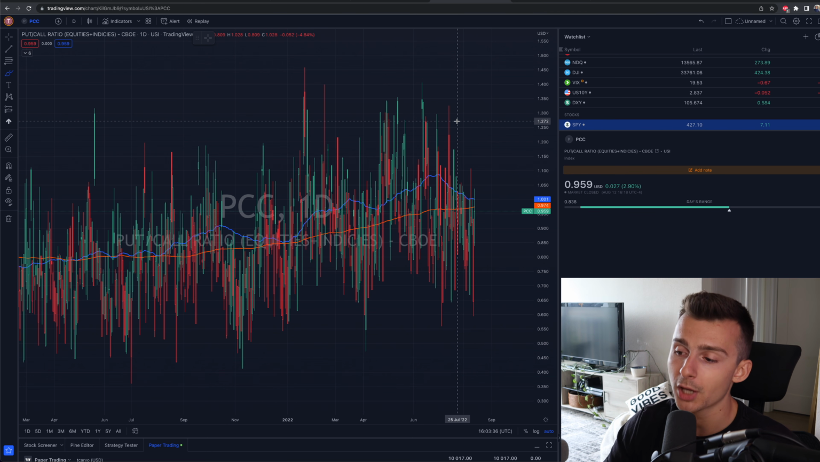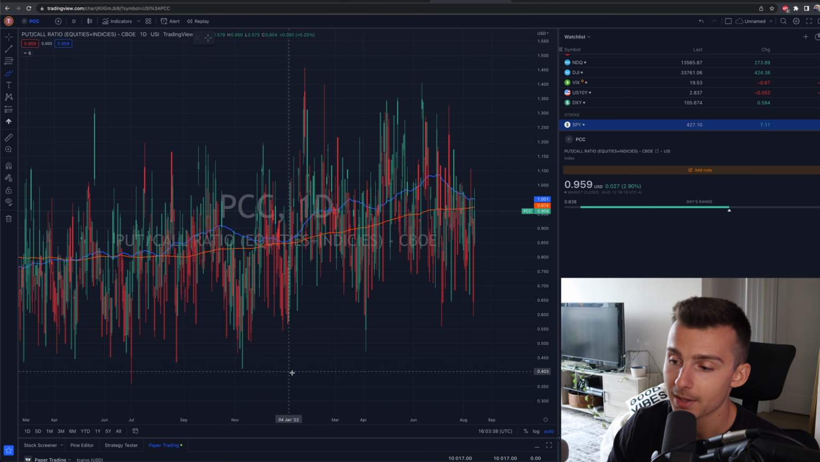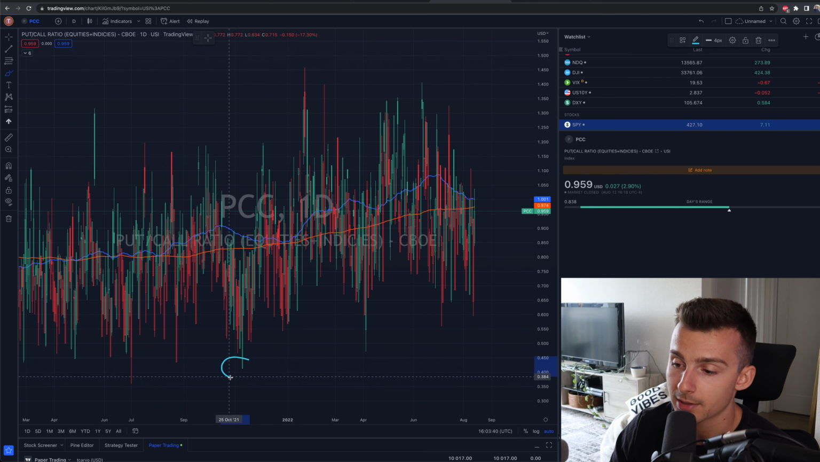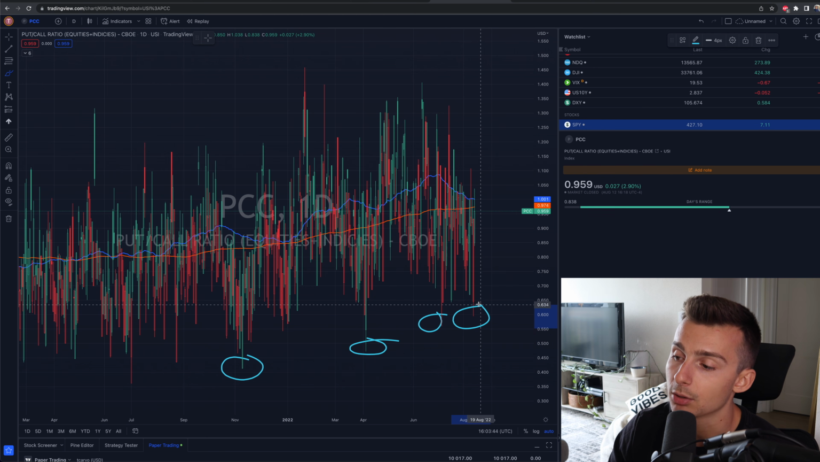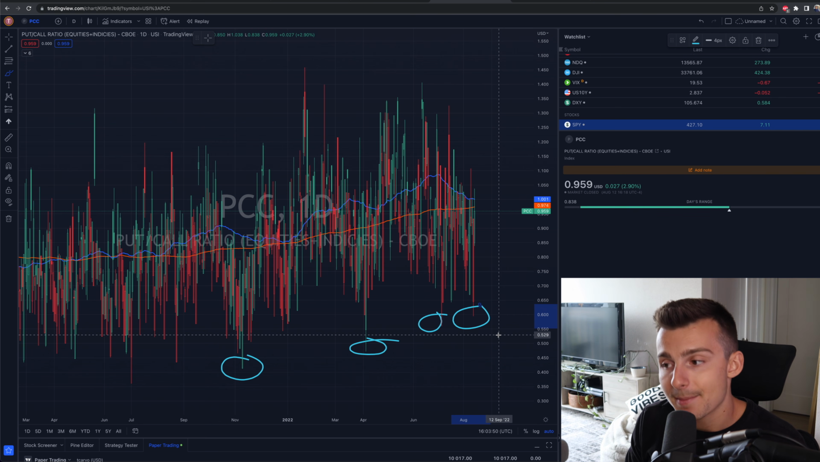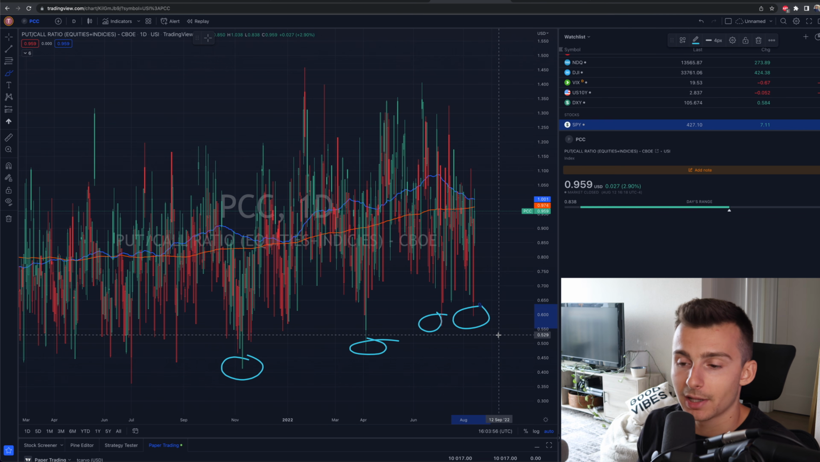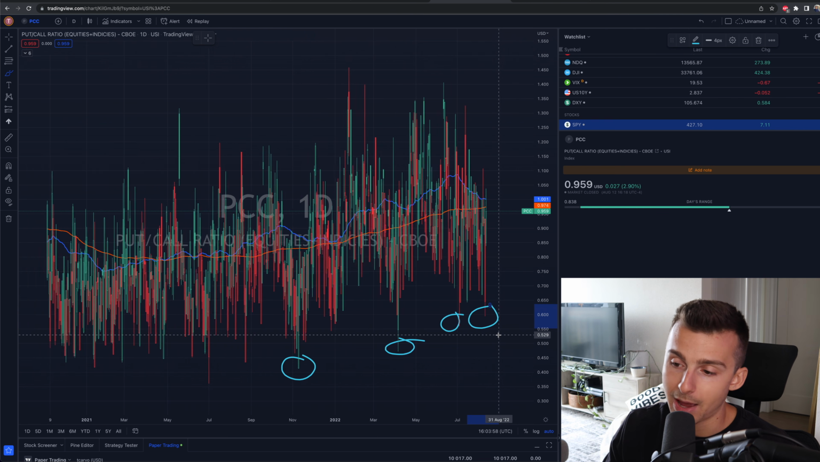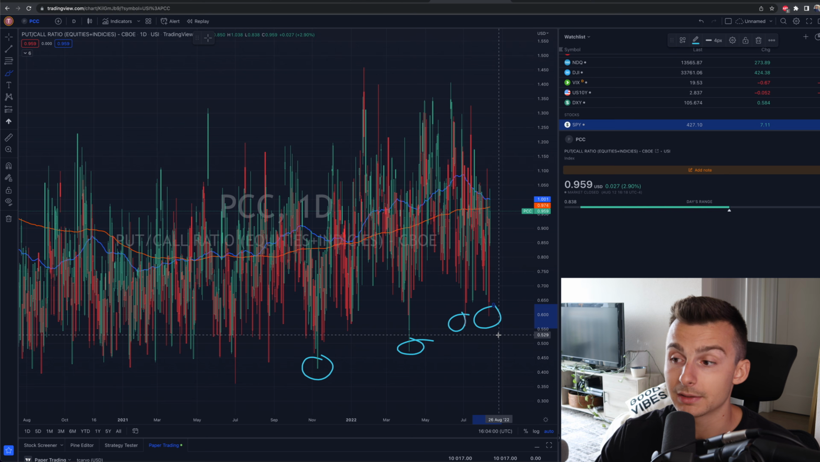Now, what you'll note is that bigger picture, really, since the end of 2021, we've been seeing higher lows, higher lows, higher lows on the put call ratio, indicating that overall, big picture, we're seeing a lot more people buying puts than calls this year relative to, let's say, last year. Or if you zoom out, however long you want to look out on the time span.